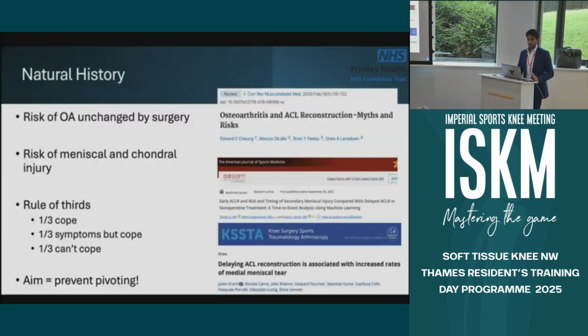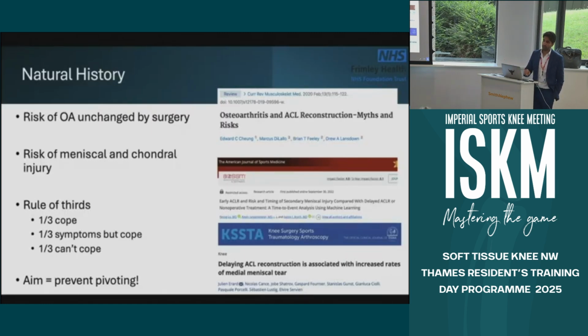With any condition you treat, you have to think about natural history. Is your intervention going to change the way it goes? So when someone says to me, my ACL is gone, I want it done so that I don't get OA, that's bollocks, okay? Because it doesn't change anything. The reason to do ACL surgery is to prevent pivoting and to give them more stability. That term is functional stability. Your risk of arthritis still goes the same way. You can't stop that. It's happened. The game is done with that.